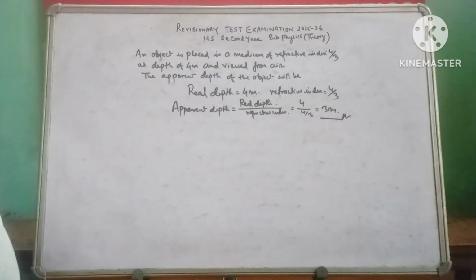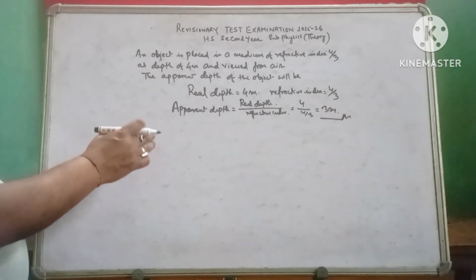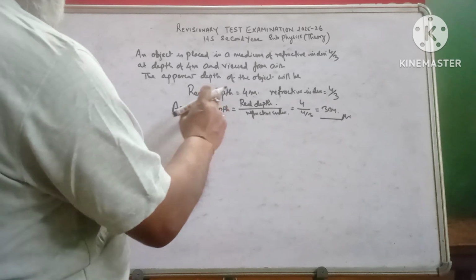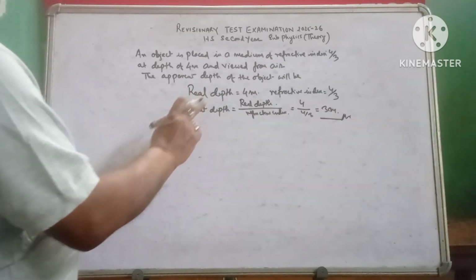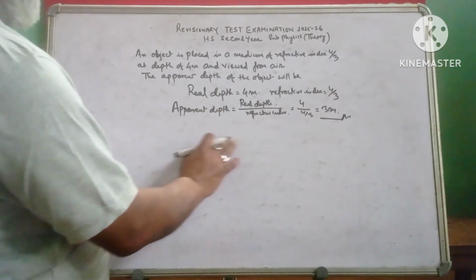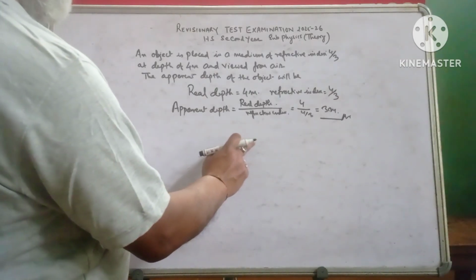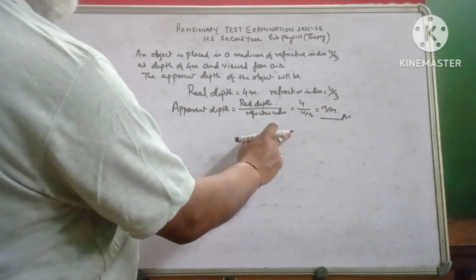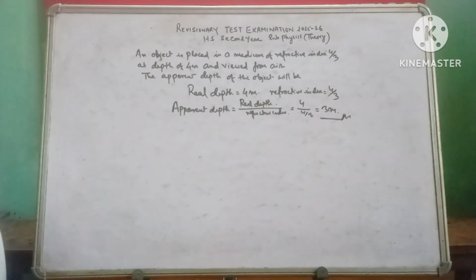This is given in your book. You will find in the paragraph at the last line the formula for it. It is not written as a formula, but it is given in a line: apparent depth is equal to real depth by refractive index.